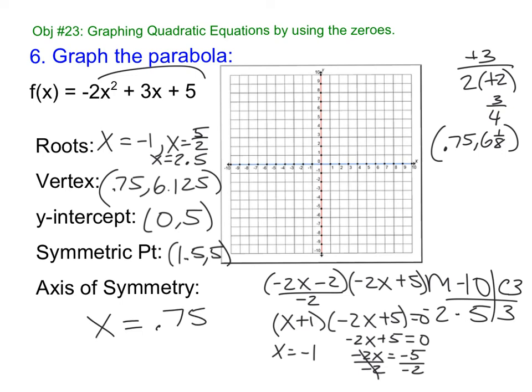All right, let's plot these. Negative 1, 2.5, 0.75, positive 6.125. This thing's upside down. We should know it's upside down when we look at it. How do you know that? Negative 2, it's negative. My y-intercept is 5. Oops, my pen turned off. And 1.5, 5. That looks good, right? Those look like they're the same distance apart. And then I'm graphing it. That's it. Here's my parabola.